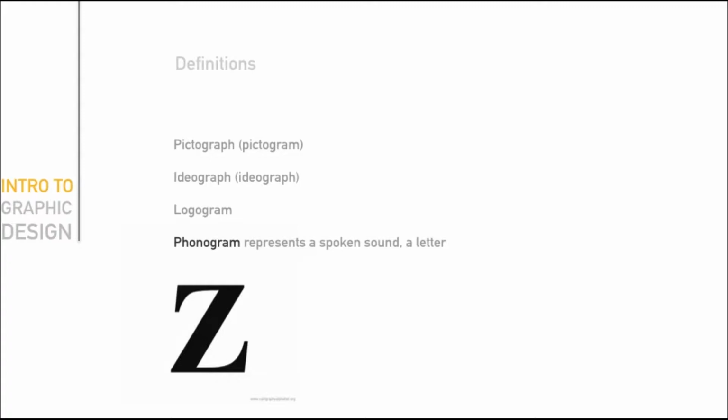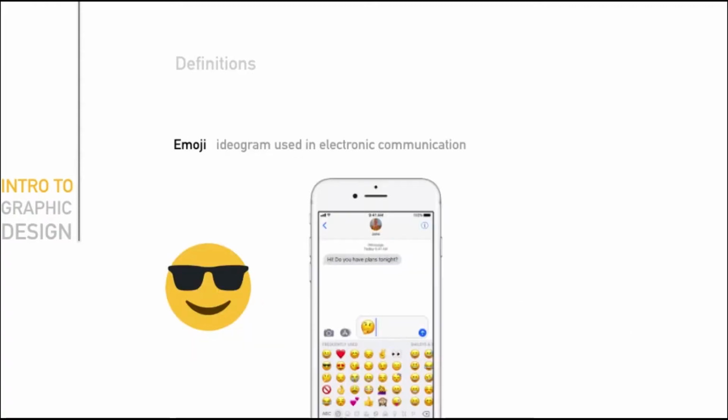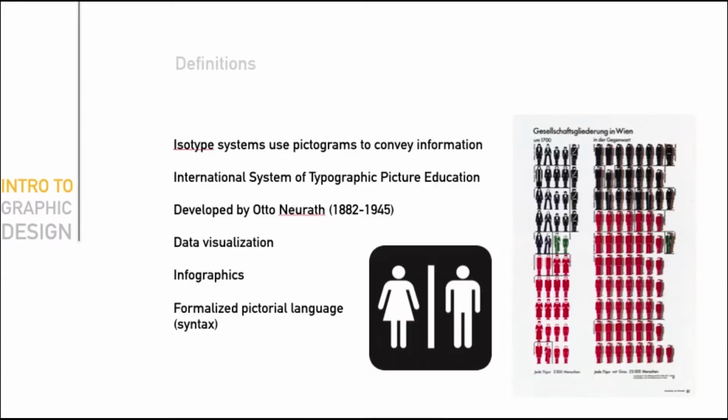And phono, like phonograph or telephones, are symbols that represent sounds. Alphabet writing systems use phonograms, and they also use logograms. Then we have emojis, which are ideograms that we use in electronic communication to quickly communicate without writing out an entire word. In the early 20th century, Otto Neurath, who was a social scientist, developed a system of communication that could be used universally.